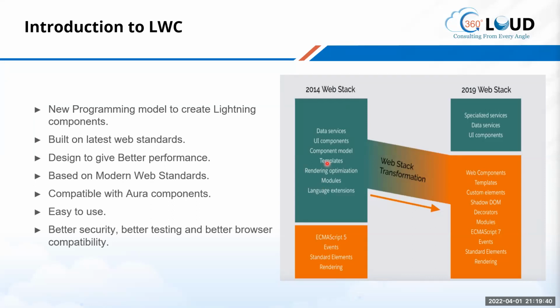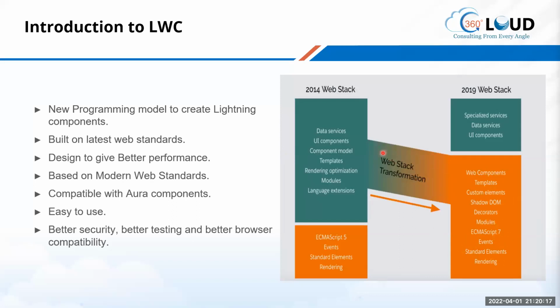So from 2014 to 2019, there have been a lot of improvements here. Like the web stack transformation is coming. So now the components that were not supported in 2014 are now supported by the 2019 web stack. So it is giving us web components, we can create custom elements, dynamic elements. We don't have to support the standard elements. And we have decorators, ECMAScript 7, shadow DOMs.